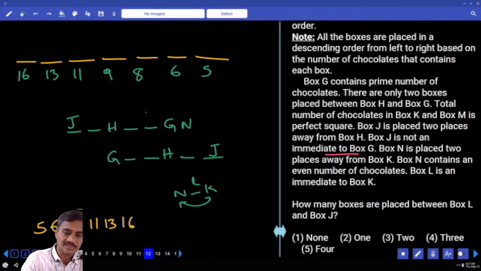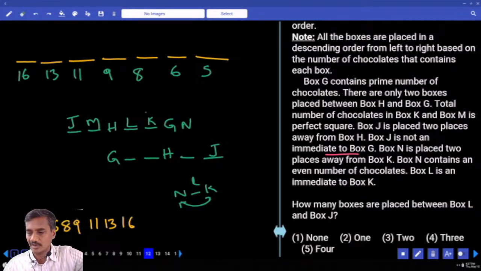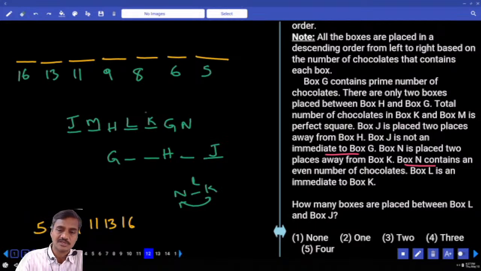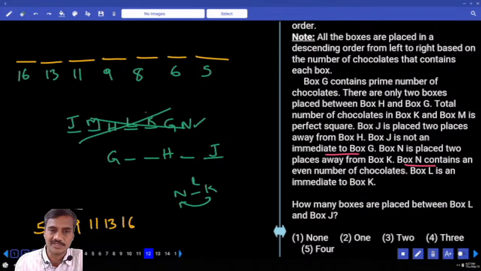Then in the next case, if N is here, K is here, K and L are adjacent to each other. Then who is the person left over here? Only one box. What is that box left over here? M is the box. Clear? Then now in this case what do we need to check? We have one more condition. N contains an even number of chocolates. But as N is at the last, it contains an odd number of chocolates, so that is ruled out. Are you getting this point or not?